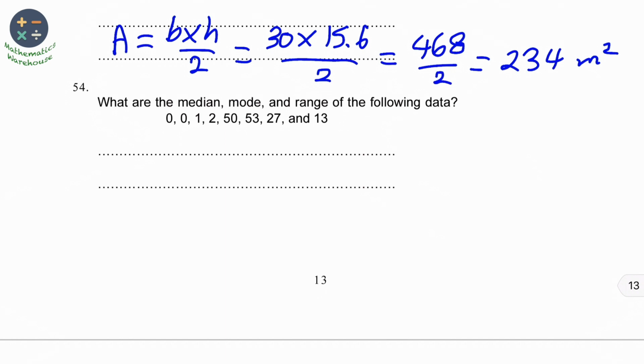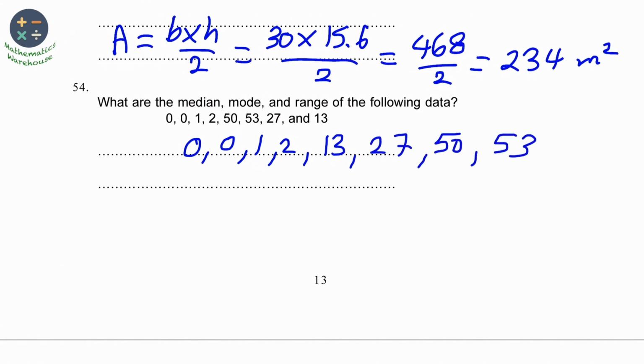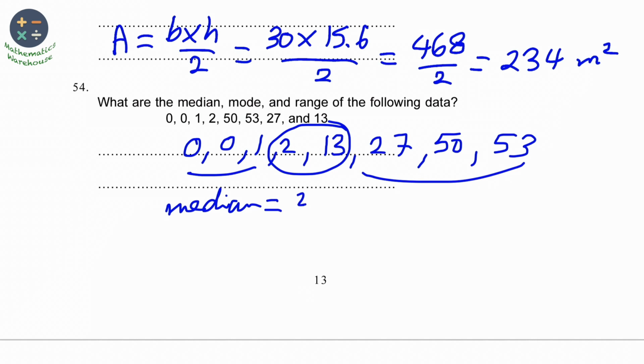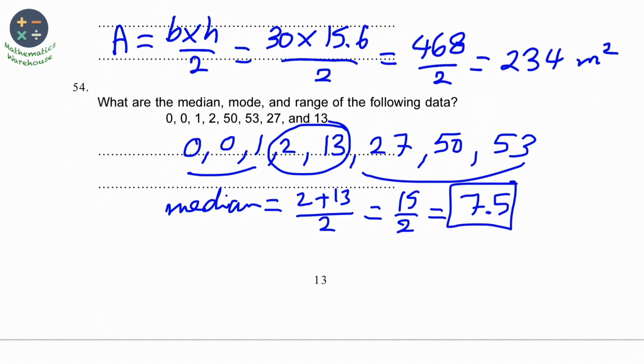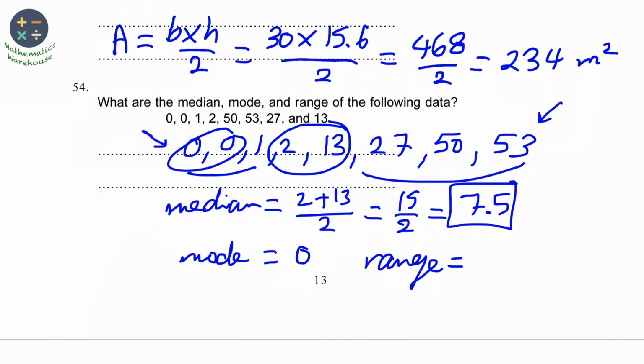Next question, what are the median, mode, and range of the following data? Here we have to order these values, so 0, 0, 1, 2, 13, 27, 50, and 53. Now the median, here we have two values exactly in the middle, with 3 values on each side. So the median equals 2 plus 13 divided by 2, which is 15 divided by 2 equals 7.5. The mode is the most repeated value, which is 0. And range, the difference between the greatest and the lowest, so it's 53 minus 0 equals 53. So we have now median, mode, and range.